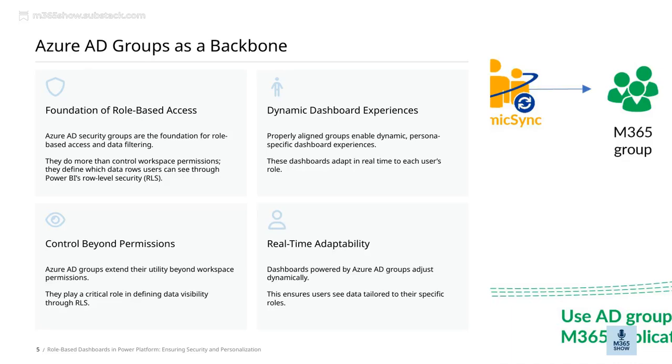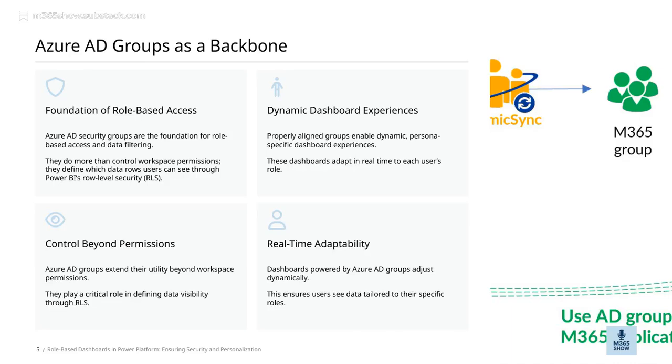They play a vital role in defining what data each user can see through row-level security, or RLS, in Power BI. So it's not just about permissions, it's about controlling data visibility at a granular level. Properly aligned groups allow us to create dashboards that are persona-specific. These dashboards can change on the fly, in real time, to match each user's role and responsibilities. This makes the user experience more relevant and efficient.